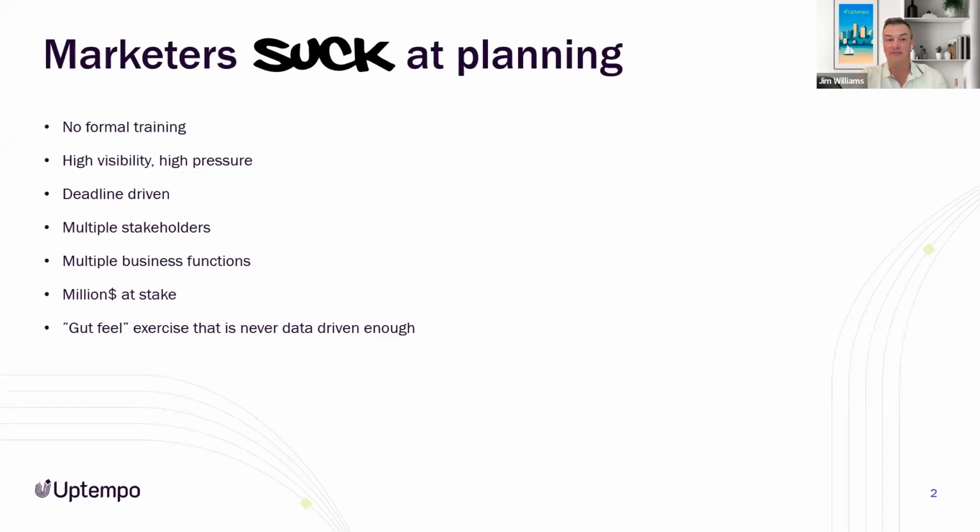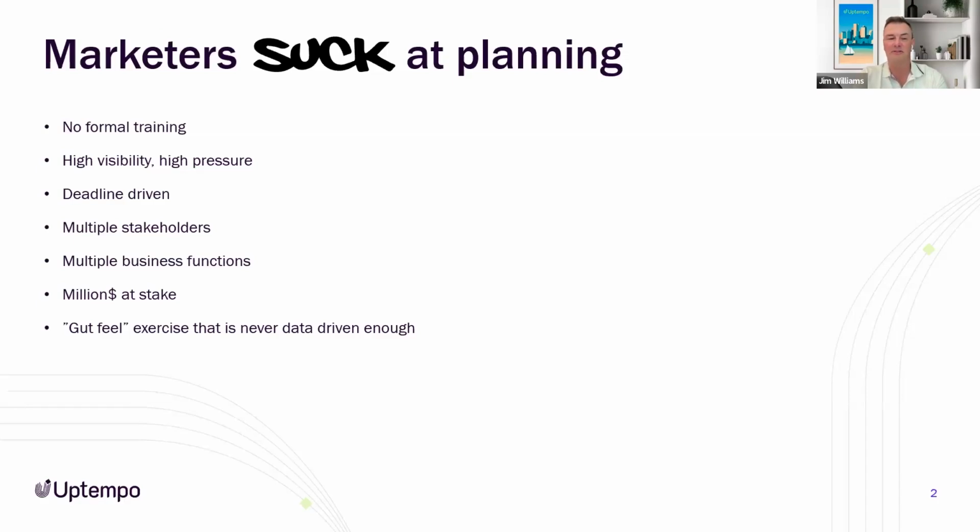And perhaps you'll even be asked to present that plan to stakeholders across your organization. There's a lot of pressure. It's deadline driven. It can start as early as 9 months out from when your plan goes into effect. For many of us, it's more like 4 or 5 months, but it's deadline driven. There are multiple stakeholders that cross business functions in the enterprise, potentially millions of dollars at stake, right?